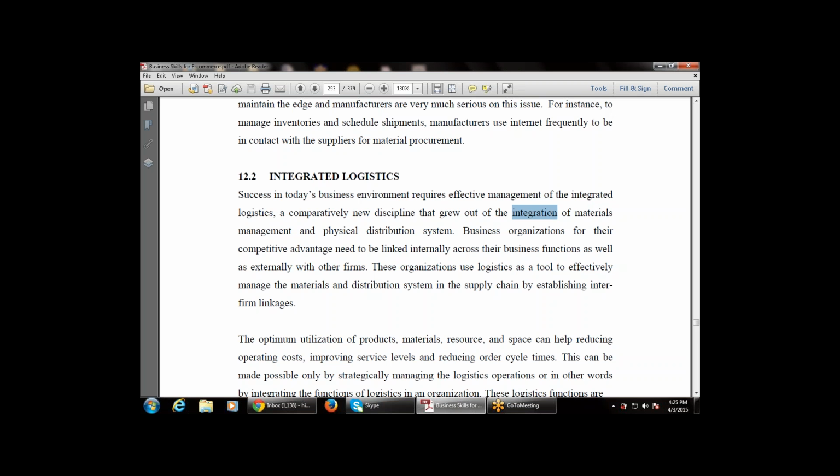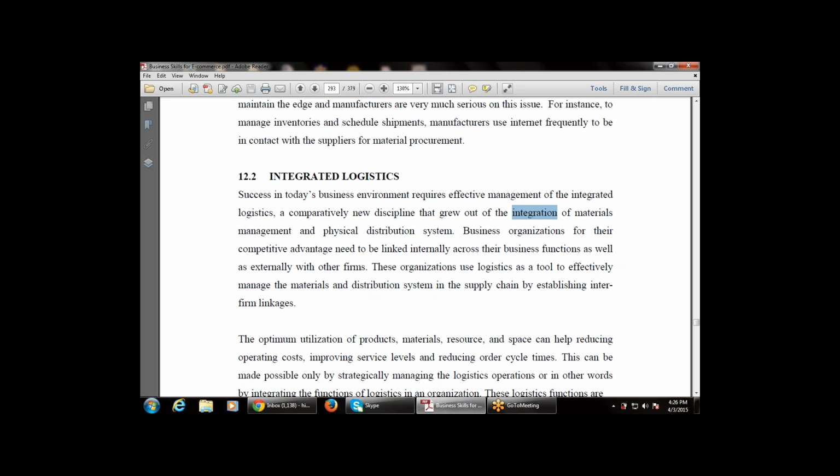It is a comparatively new discipline that grew out of the integration of material management and physical distribution systems. That is, how to integrate material management and the physical distribution system. That is, how to manage the material that is available in the storehouse and how to physically distribute it to different suppliers, so that the need can be satisfied and the profits can also be more.